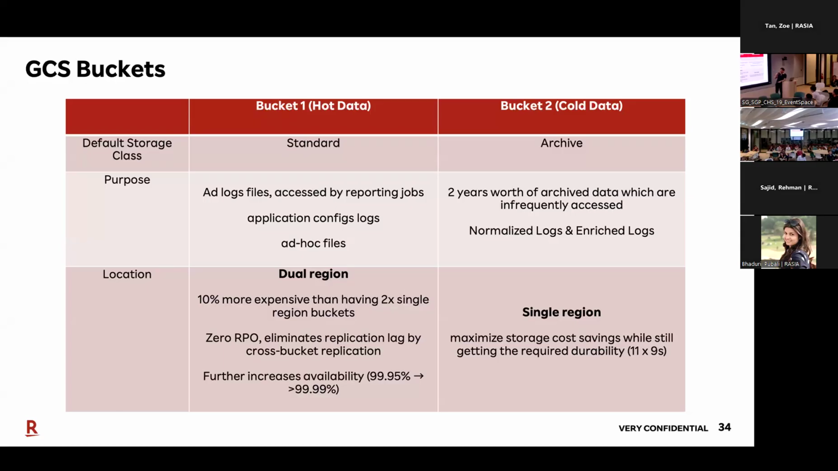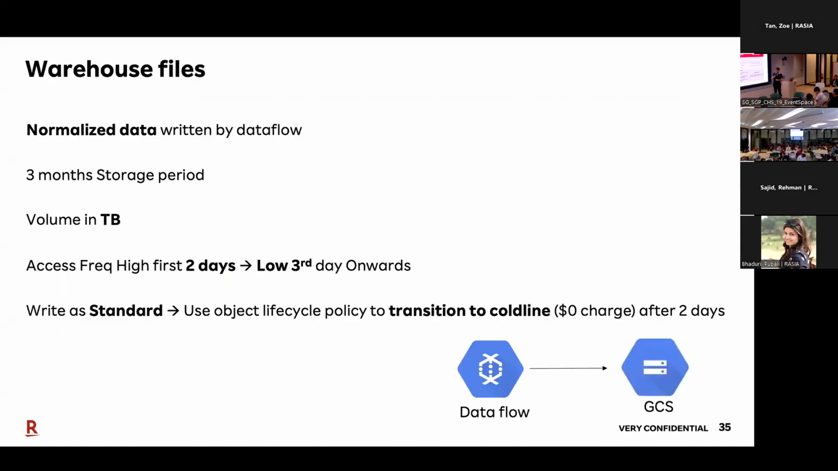And on our archival bucket, we store up to 2 years worth of data that is infrequently accessed, and both contains enriched and normalized logs. We chose single region more just to optimize on our storage costs. And we still get the required durability. The main type of files that we actually have to deal with is in terabytes. So it's terabytes of logs on clicks and impressions.